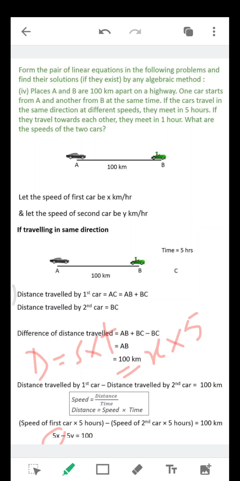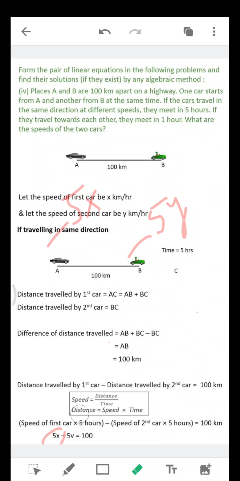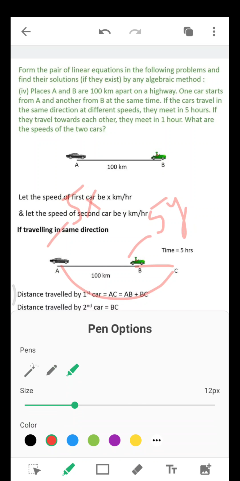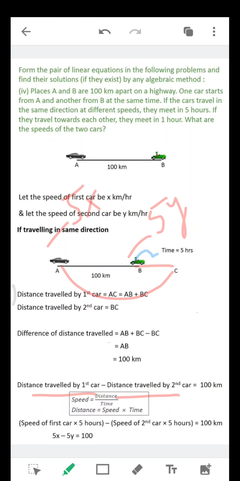And the distance traveled by the second car in 5 hours is 5y. The distance traveled by this car in 5 hours is 5y, and by this car in 5 hours is 5x. So what happens now? To find the first equation, we need to use the first case: distance traveled by the first car minus distance traveled by the second car. When you subtract both the distances, what will you get?